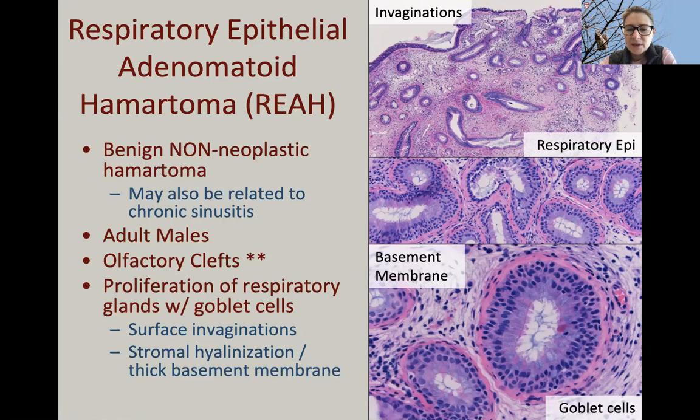They again have thickened basement membranes around the epithelium, and they sometimes have small acinar proliferations as well. So this is a characteristic clinical pathologic correlation of adult men with these olfactory cleft lesions, and we see these histologic pictures. Again, this is a benign, non-neoplastic hamartomatous process.